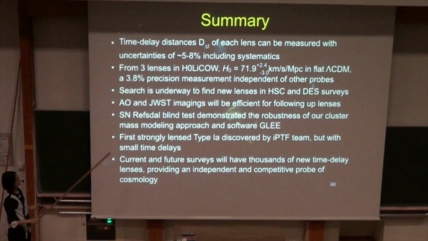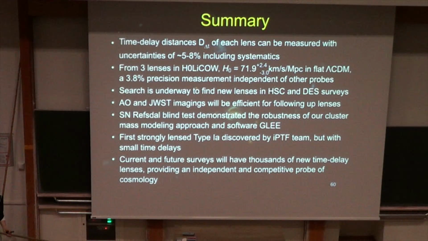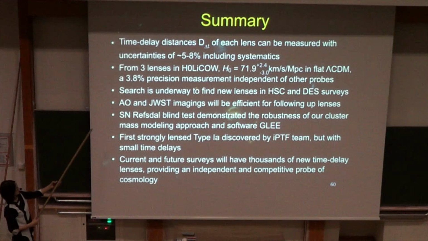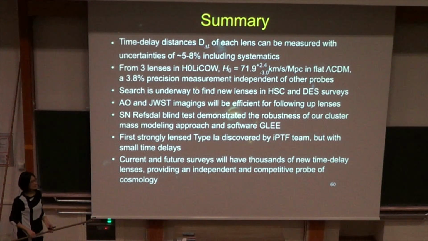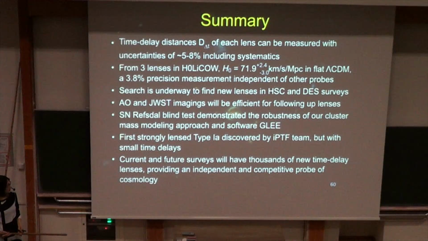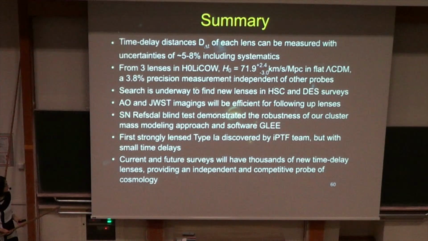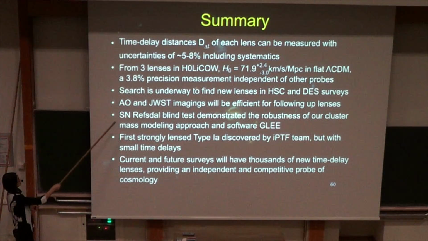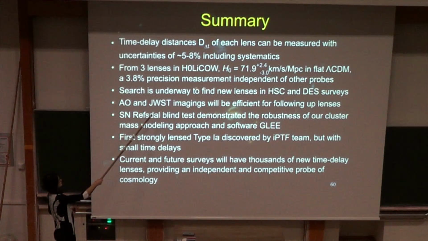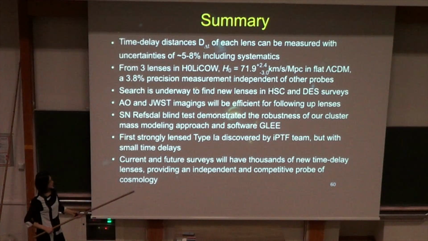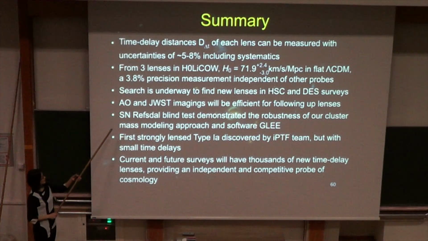90% precision measurements independent of any other probes. A search is underway to find new lenses in HSC and DES. So stay tuned. There's actually going to be a lot of new lenses coming up from the DES collaboration. AO (adaptive optics) and JWST imaging will be efficient for following up lenses.